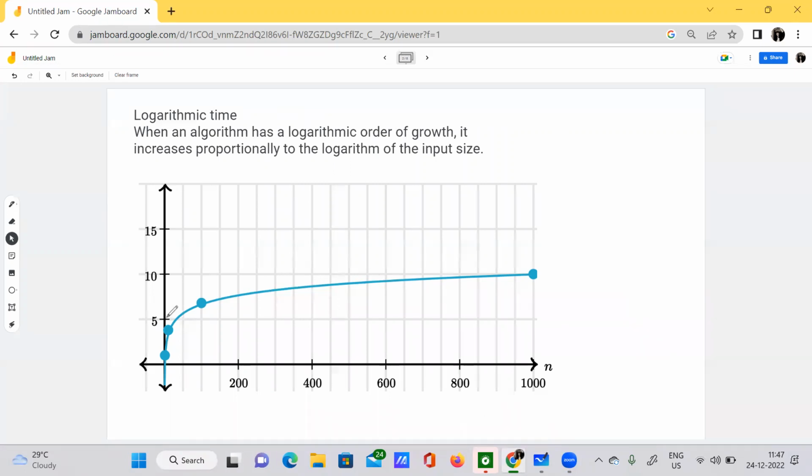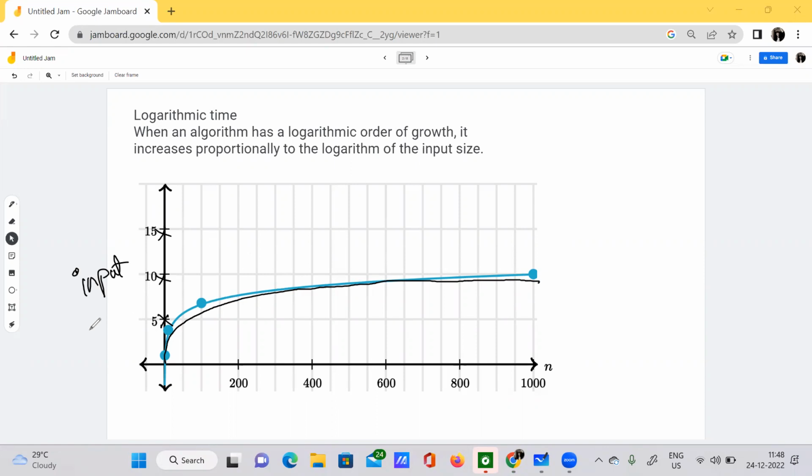See here, this would be my input size. If it is 5, or 10, or 15, it will proportionally increase. Why? Because this is a logarithmic order of growth. On the y-axis, you will have the input size. You don't need to bother about all the functionalities behind this. You just need to remember this kind of concept.